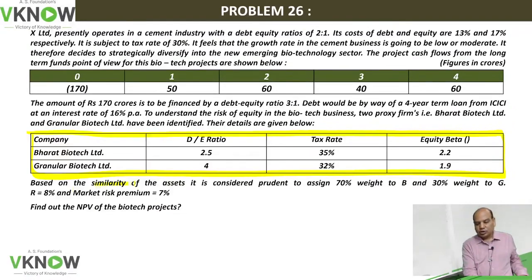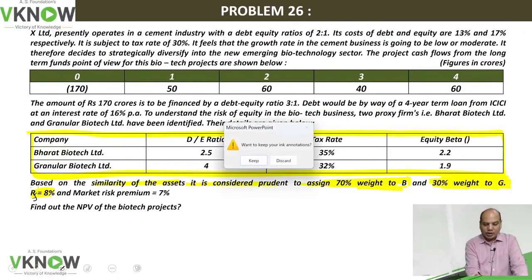Based on similarity of the asset, it is considered to assign 70% weight to B. B means Bharat Biotech, and 30% weight to G. G means Granular Biotech Limited. Then RF is 8%. RF means risk-free rate. Make it RF.